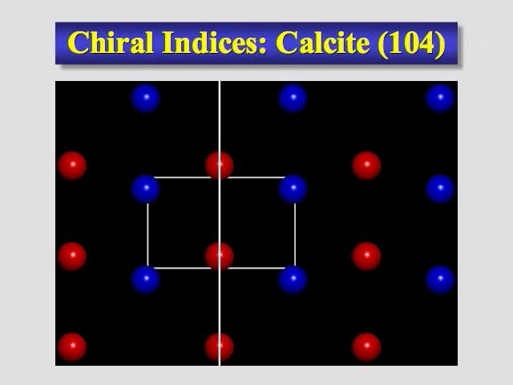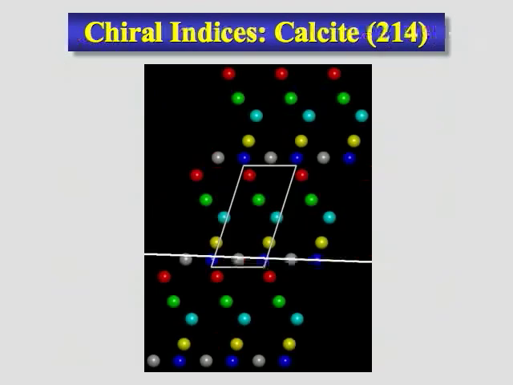If you have a mirror symmetry, as in the calcite 104 surface you see here, the chiral index is 0 because there is a mirror symmetry built in. But if you have a very non-mirror symmetric sort of surface, like the calcite 214, the surfaces don't match at all when you fold it over, and so you have a high chiral index. And so you can quantify these.